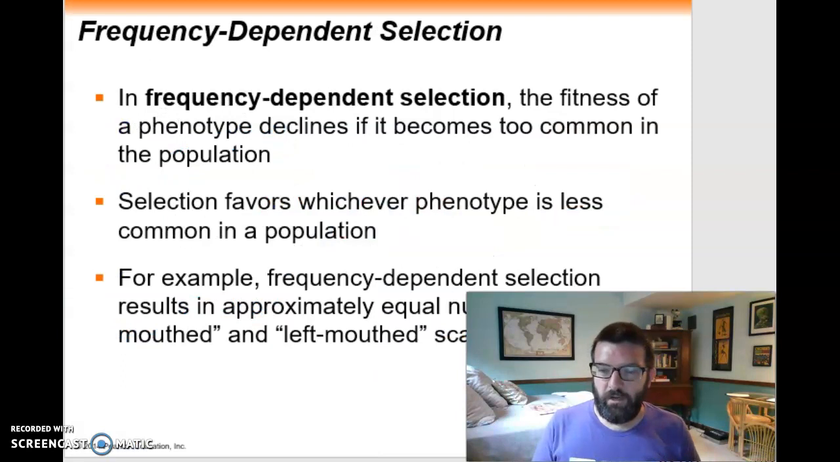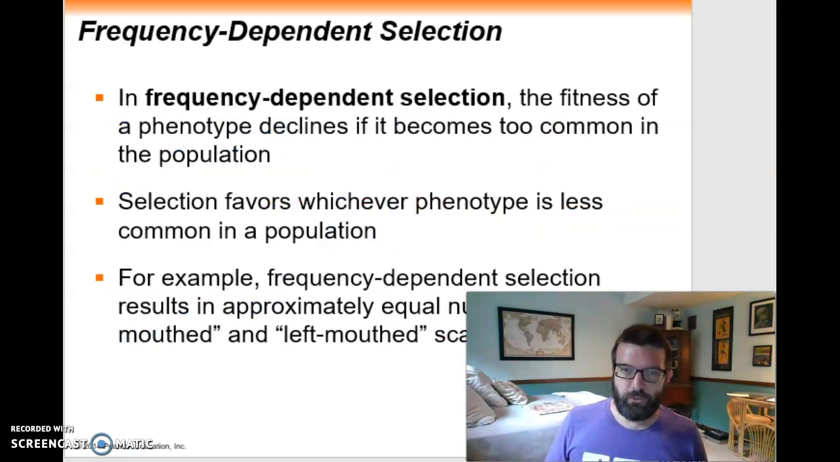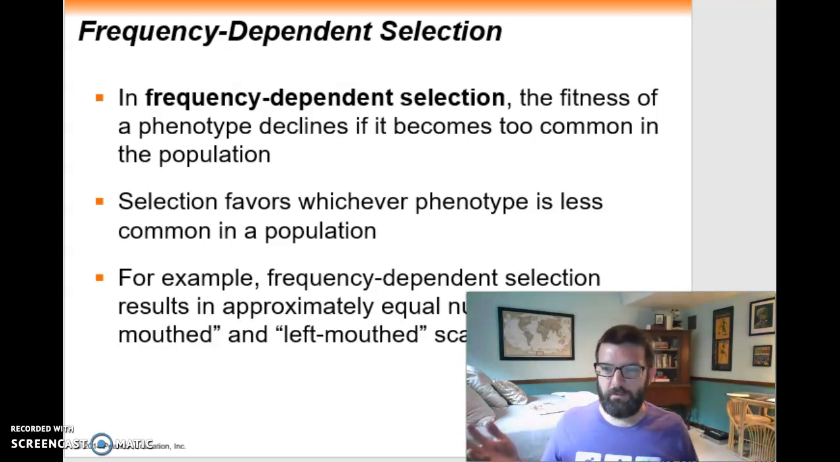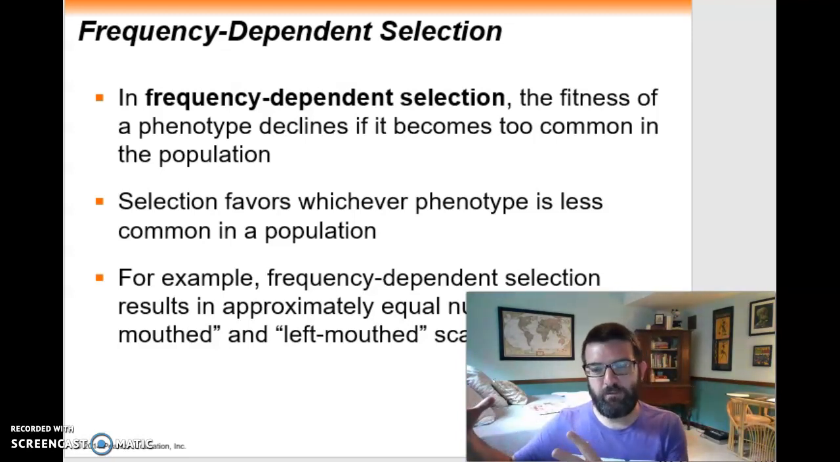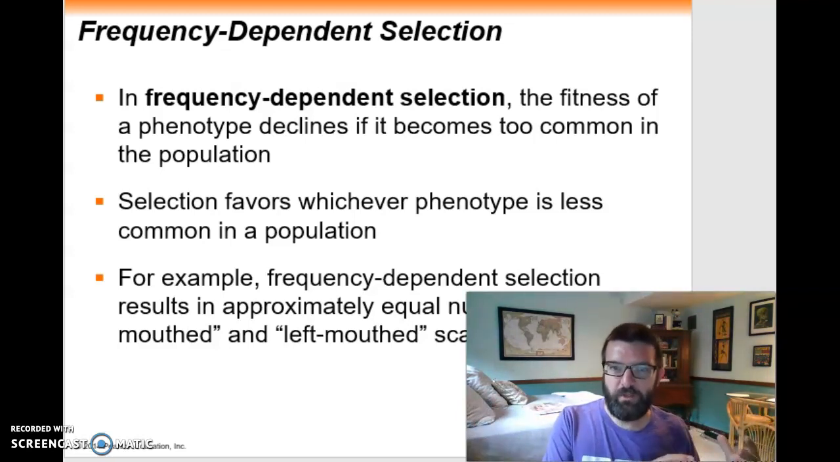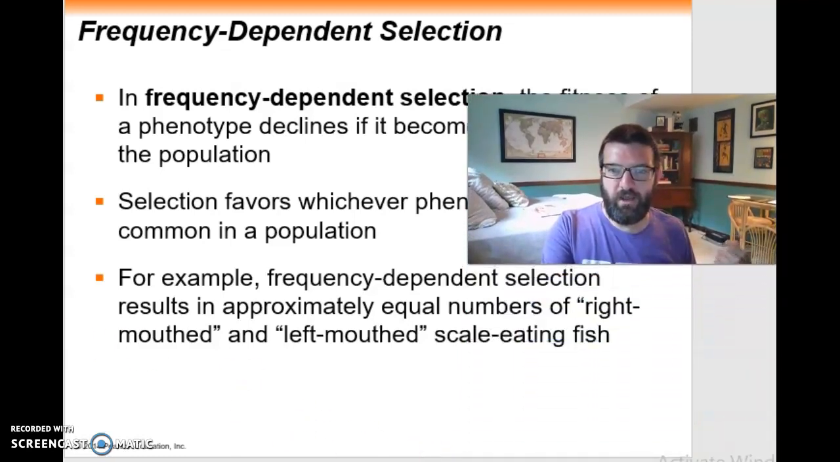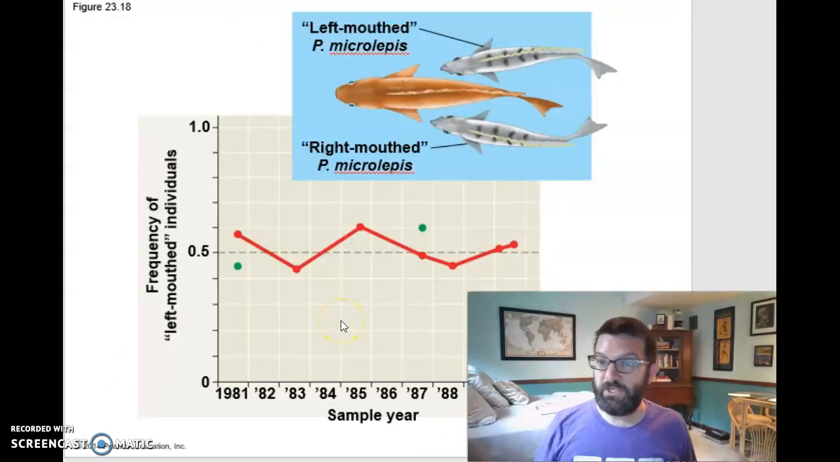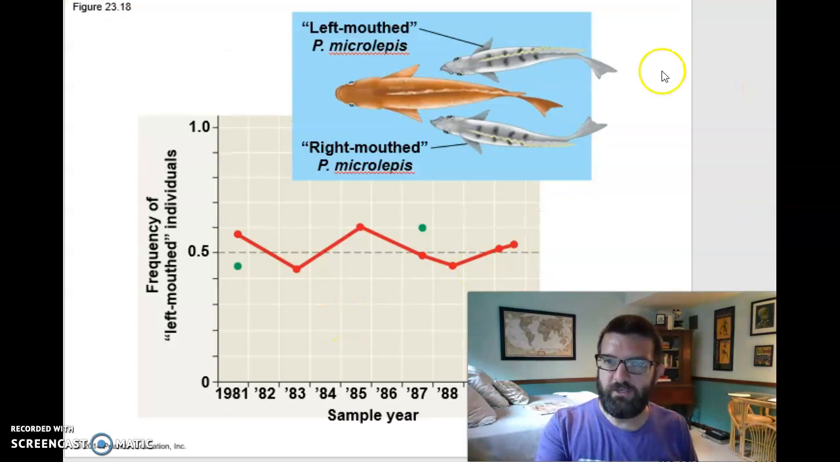Another example of balancing selection is frequency-dependent selection. So this is where one phenotype may have an advantage, and therefore the allele that codes for that phenotype has an advantage for a while. But when that phenotype becomes too common, then a different phenotype gains an advantage. So that may be confusing, but an example of this is right-mouthed and left-mouthed scale-eating fish. So these scale-eating fish eat scales, and this is a left-mouth individual, and this is a right-mouth individual.